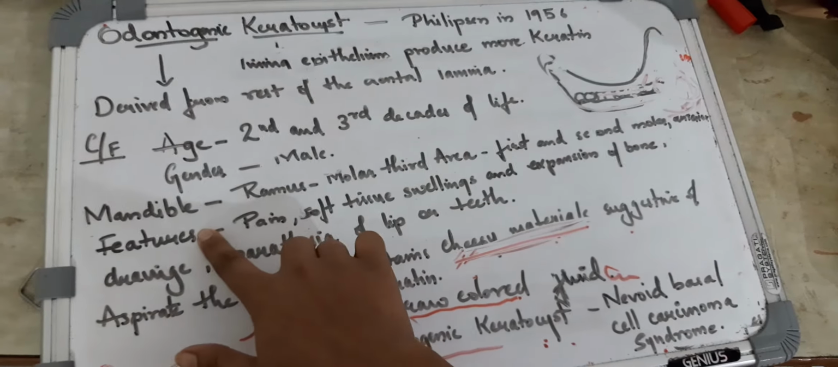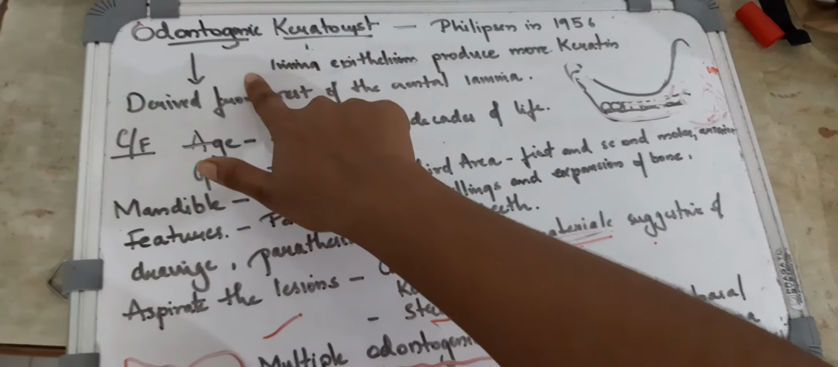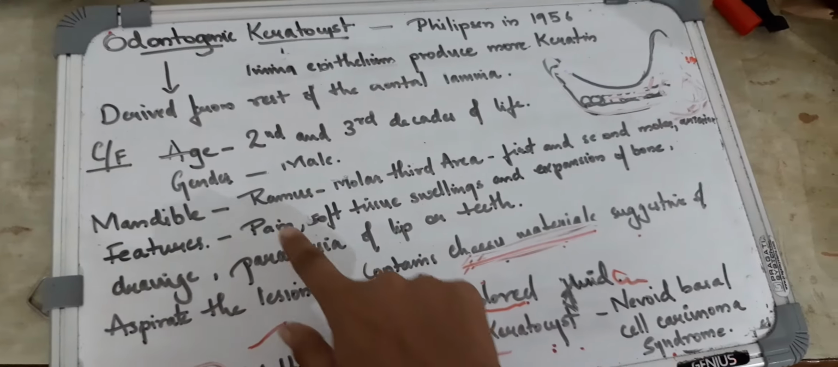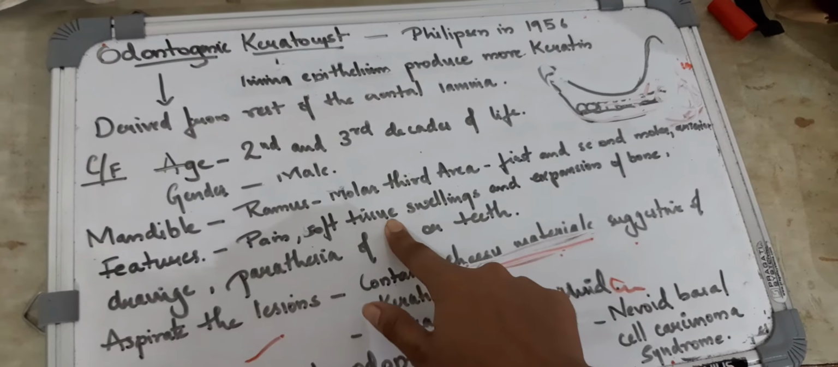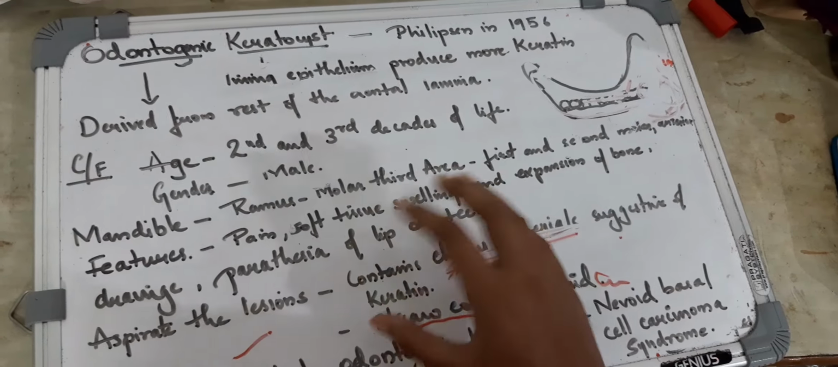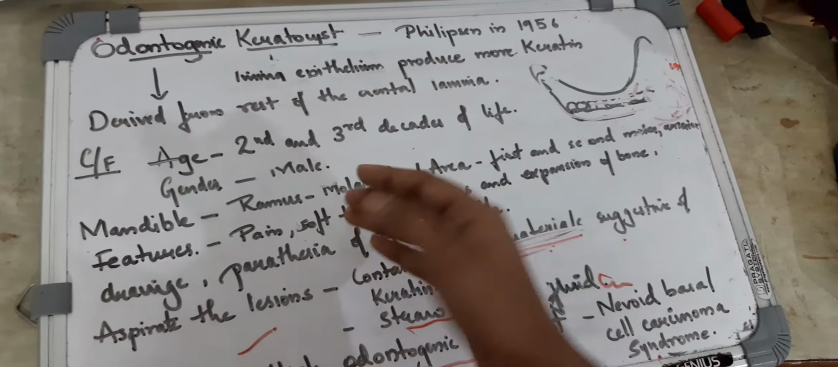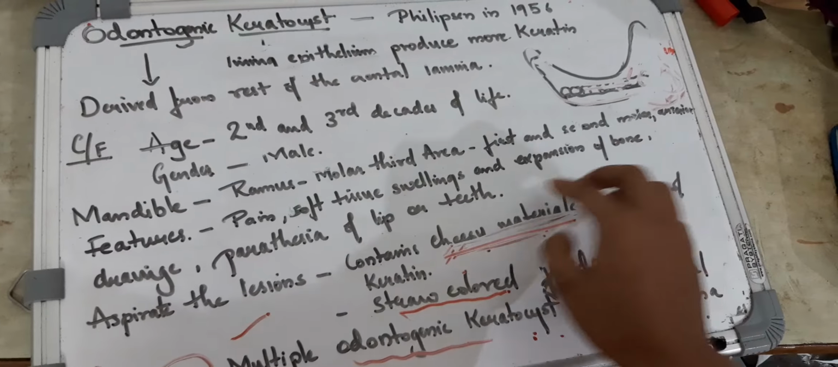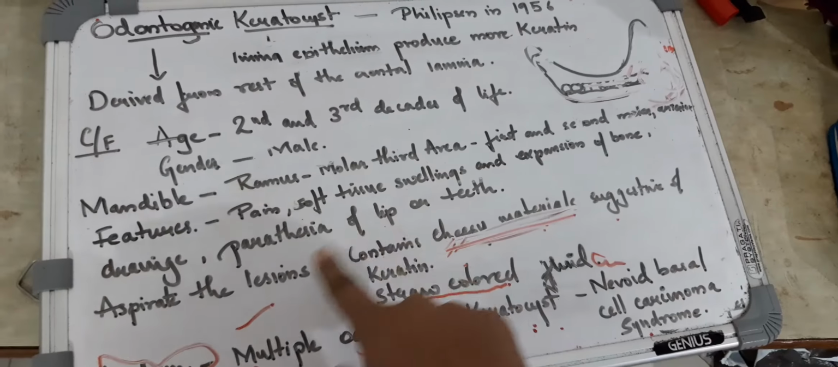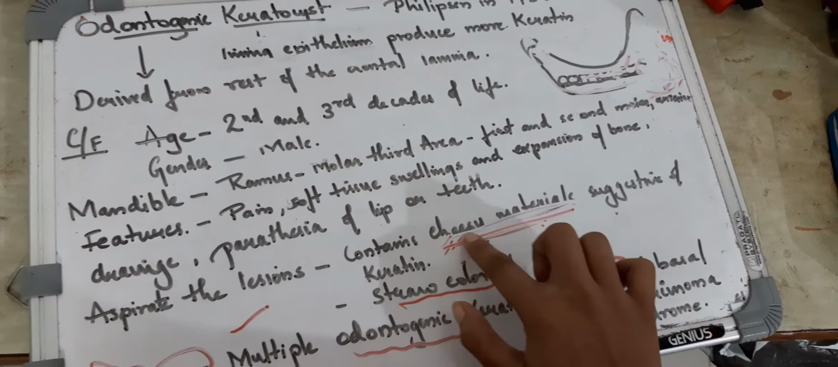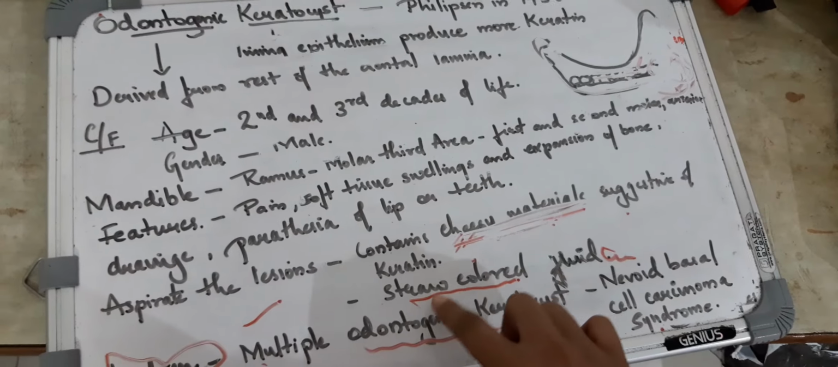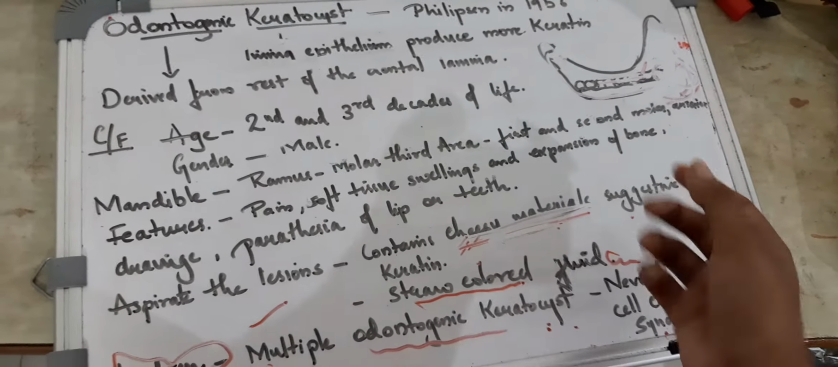Now the features involved. If a patient is suffering from odontogenic keratocyst, they can complain of pain. We can see soft tissue swelling or expansion of bone. We can see drainage, and paresthesia of the lip or teeth. They might state these complaints, so we can diagnose by all the features. Always try to understand the features. When we aspirate the lesion, the content is cheesy material. That cheesy material is suggestive of keratin. They also show straw-colored fluid.